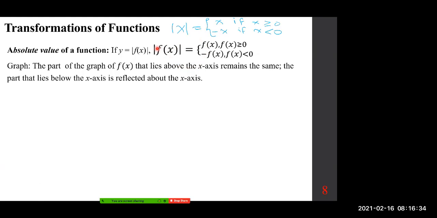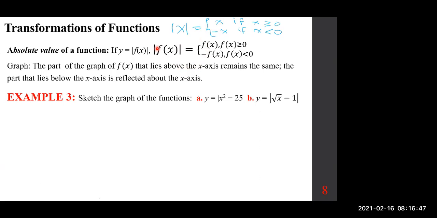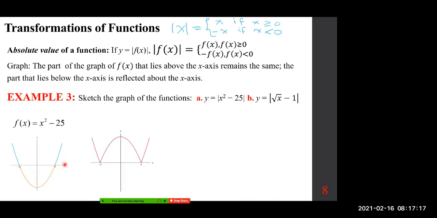So what does it mean if you want to graph the absolute value function? Well, the portion which is above the x-axis is considered positive. You don't change it, but the portion below will flip over. So let's look at part A. The very first thing we do, we ignore the absolute value and we graph that. How do you graph it? Y equals x squared is a parabola. Minus 25 brings it down by 25. So that's x squared minus 25. We want the absolute value of that. This portion, the blue one, doesn't change because it's positive. But the yellow one below the x-axis will flip over. And this is your final graph.